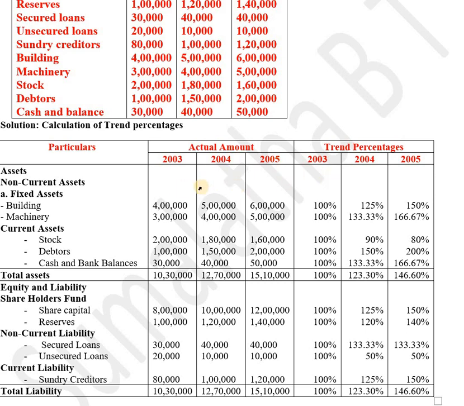So 2003, in this problem, if you check out, 2003, 4, 5 they have given as the years. So 2003 will be the base year.